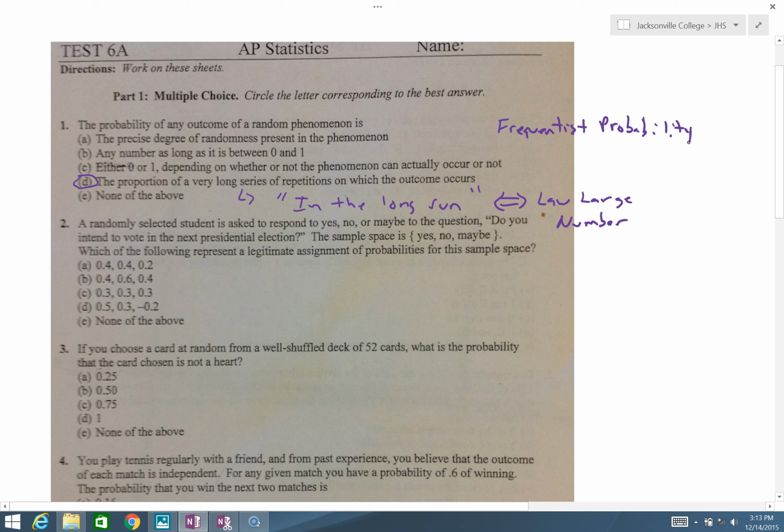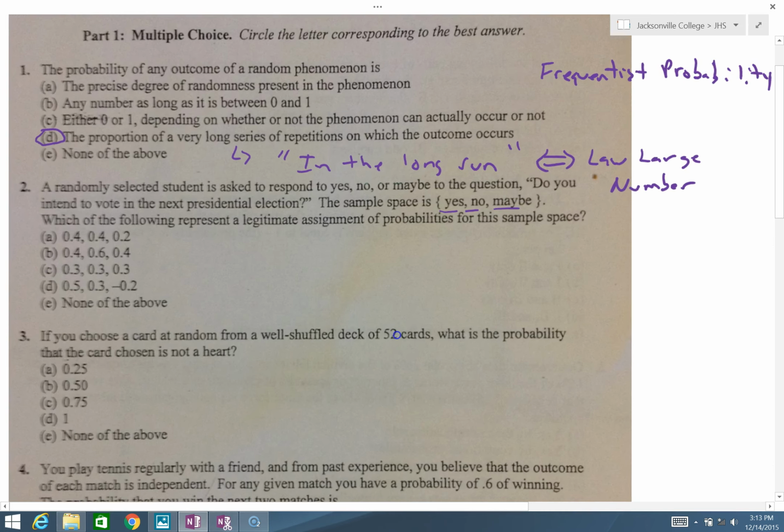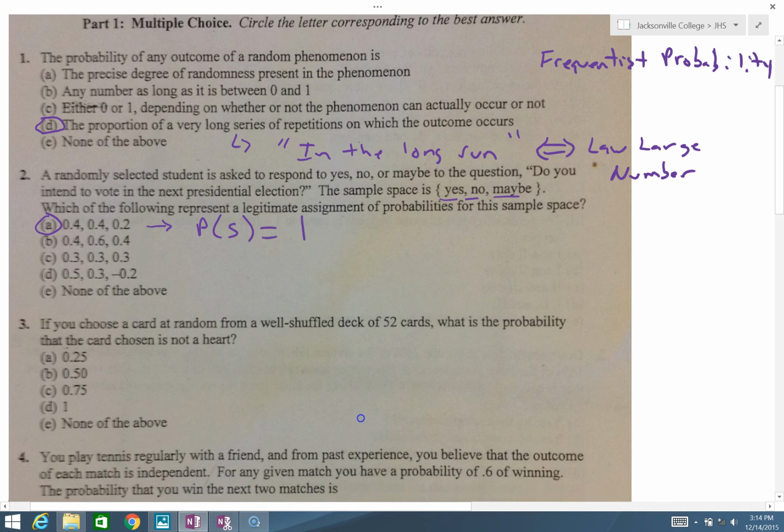Number 2, which of the following represents a legitimate assignment of probabilities for the sample space? Well, the sample space contains yes, no, and maybe. The key here, what they're driving at, is the sum of all of the events must add up to 1, and that's A here. 0.4 plus 0.4 plus 0.2, that does indeed sum to 1. The probability of the sample space must equal 1, the sum of all of the events.